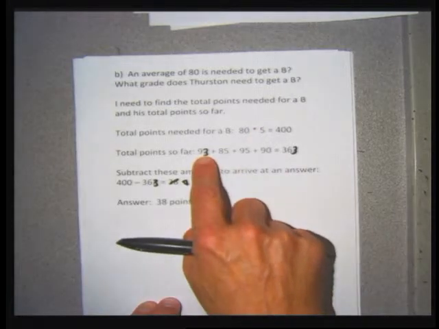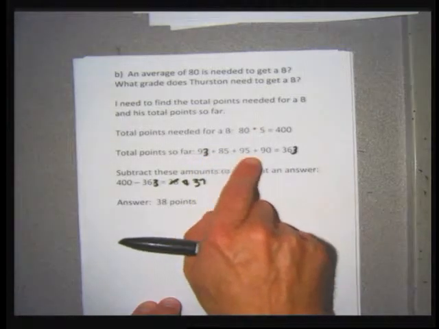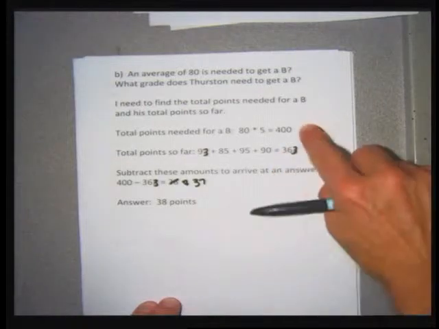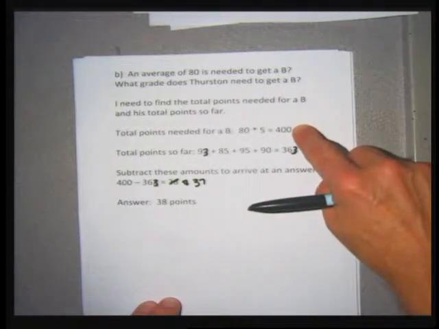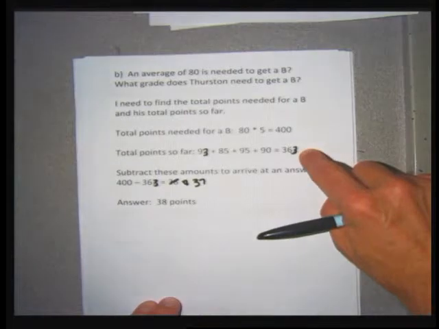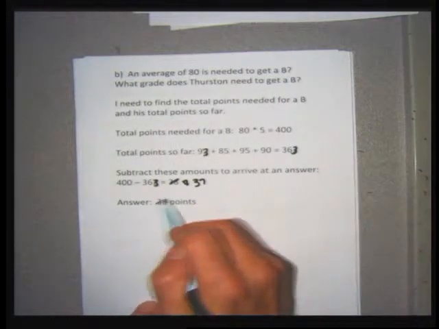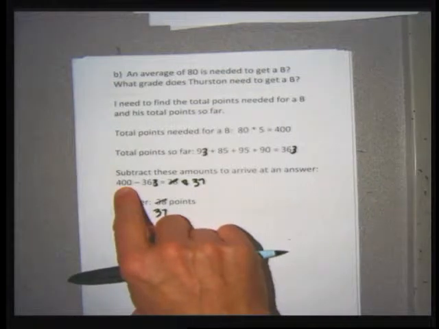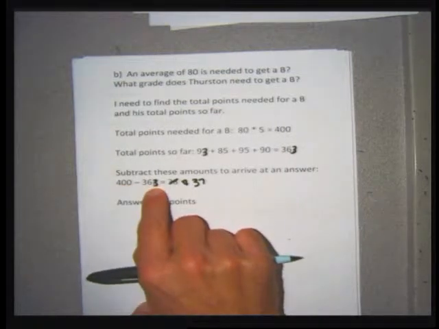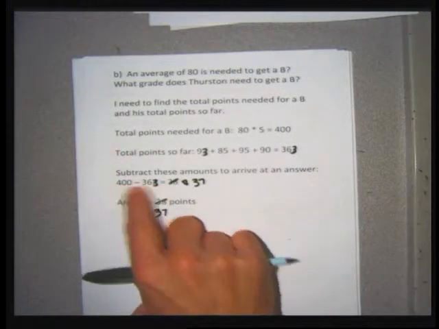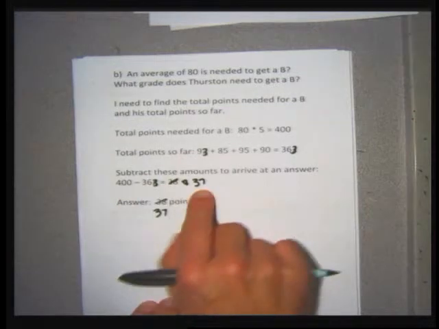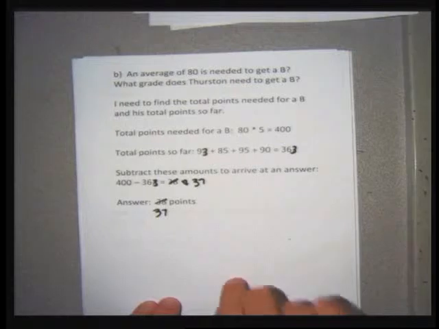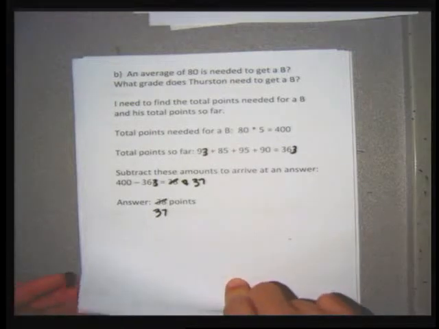Thurston's scores were 93, 85, 95, and 90, so they added up to 363. The difference between the number of points needed for a grade and the total points you already have is the number of points you need to get that grade. So 400 points are needed for a B. Thurston has 363 points. The difference between 400 and 363 is 37, the points that Thurston will need to get a B in this class. So he needs 87 for an A, 37 for a B.